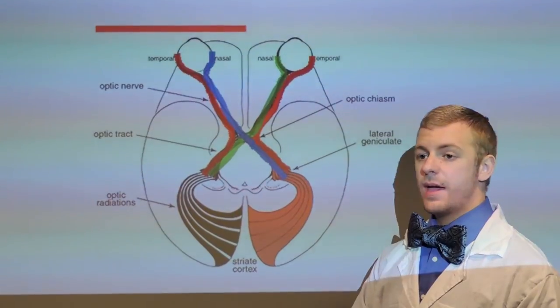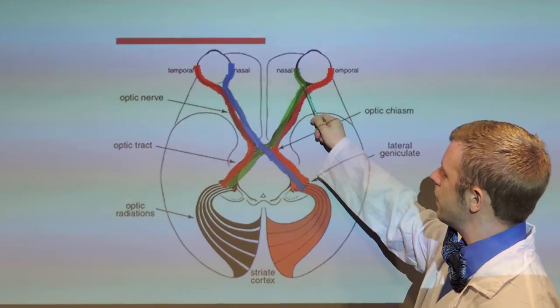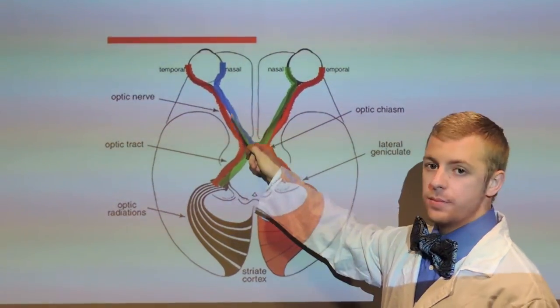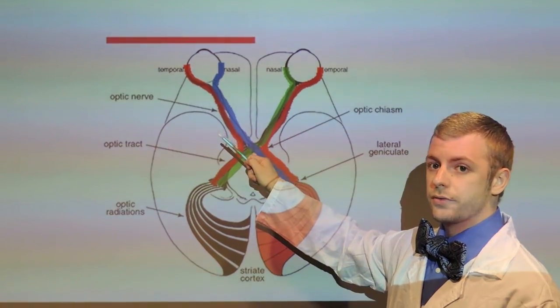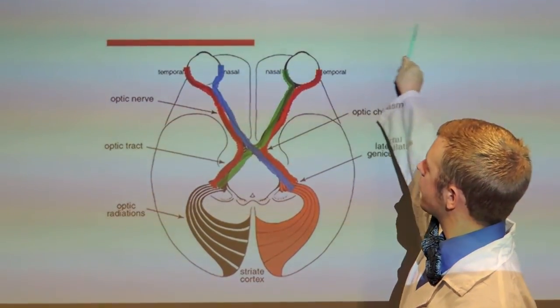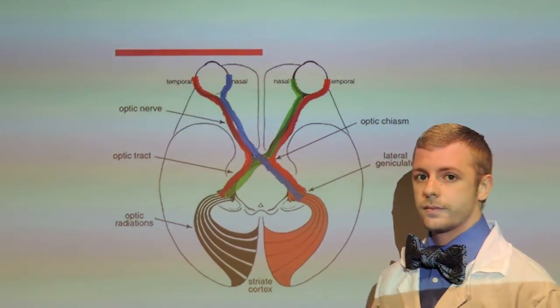In the same aspect, if you were to cut the optic chiasm, which would affect the green portion of the retina and the blue portion of the retina, you would lose the ability to use your peripheral vision. Therefore, you would lose the ability to see everything over here and everything over here.